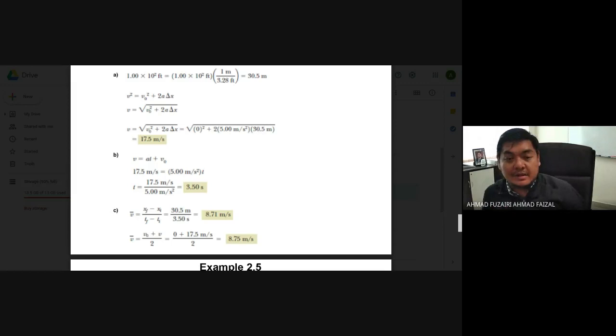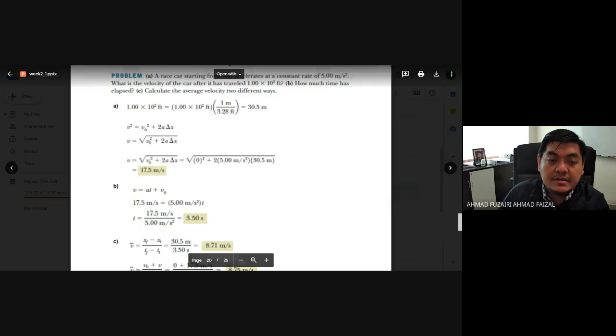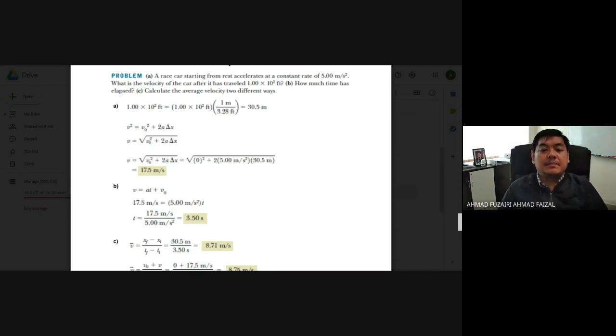On part B, how much time has elapsed? We need to establish the equations. Equations that involve time are only two: V equals V naught plus At, or delta X equals V naught t plus half At squared. In this case, we use V equals At plus V naught, substituting V from the answer in part A. Since V naught is already 0, t is equivalent to 3.5 seconds.